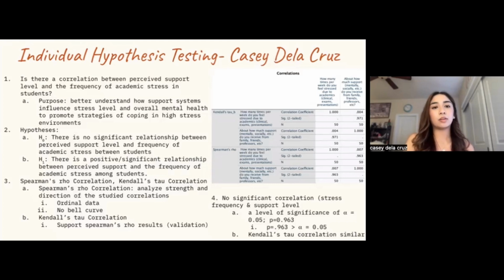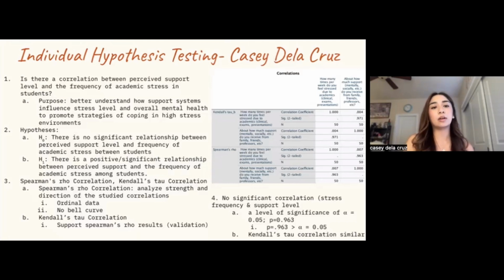With the results provided on the right side of the slide, we use the Spearman-Rho correlation to analyze the strength and direction of the studied correlations, as I have also concluded that the data is ordinal, which is required of the Spearman test. However, a normal or bell-shaped distribution is not required in this test. A notable mention is that this test is also non-parametric, which means that it does not assume anything about the data, which is helpful in this situation. We also use the Kendall-Tau correlation to supplement the Spearman-Rho results as a source of validation.